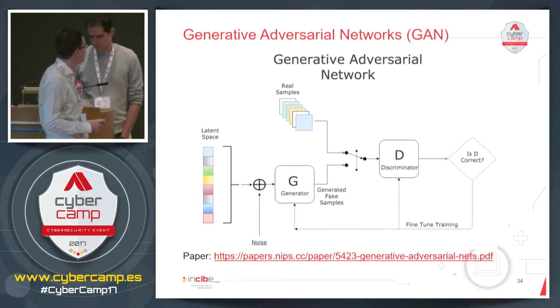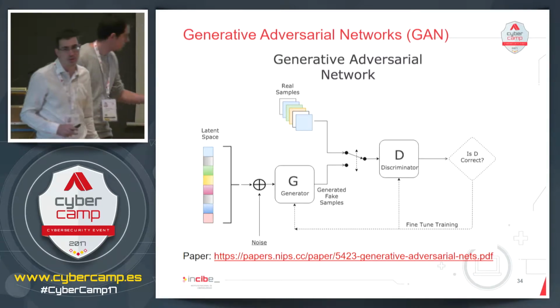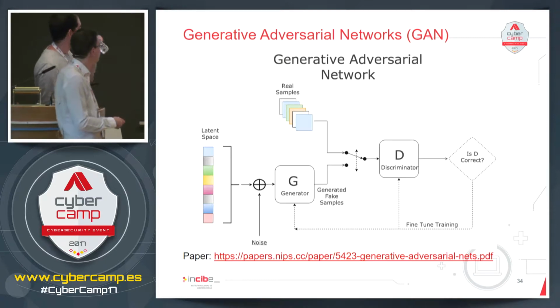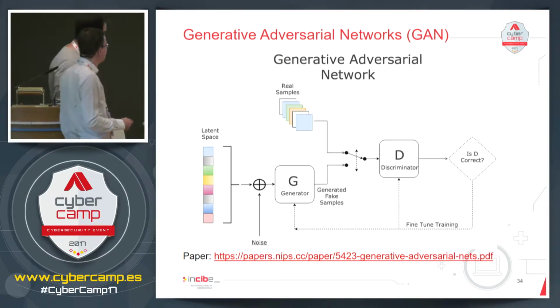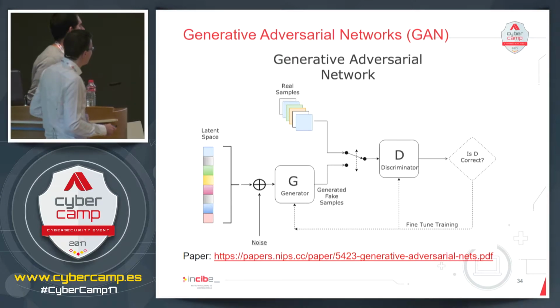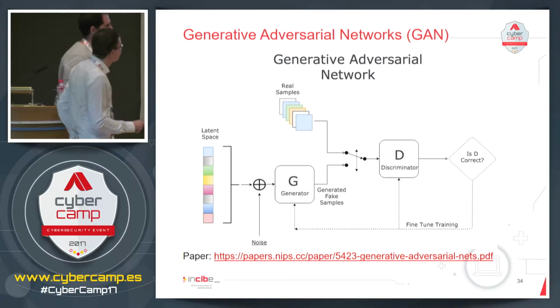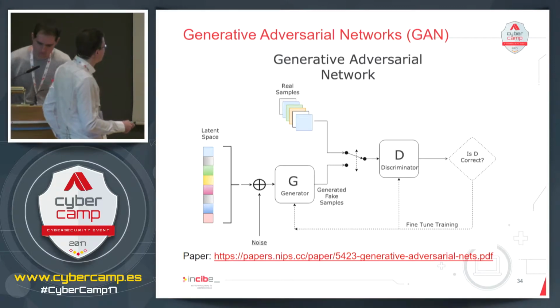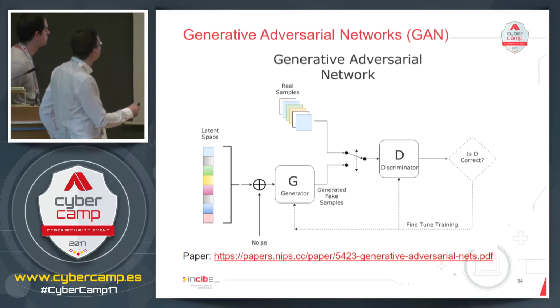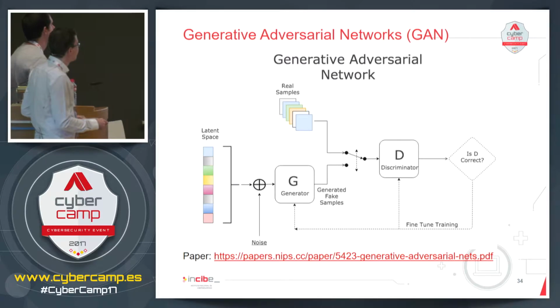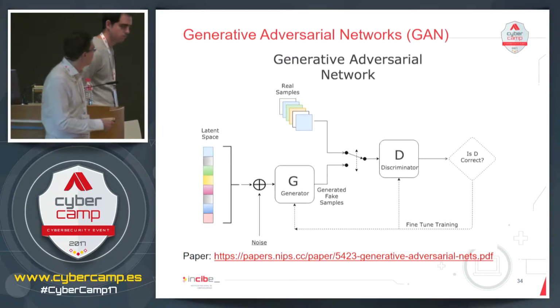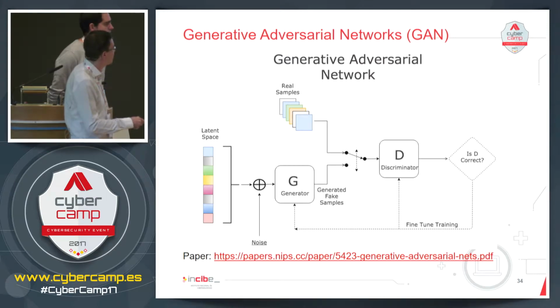GANs. This is an interesting concept for attack and defense. It's made of two neural networks: generator and discriminator. How does it work? The generator gets some noise and generates false examples, and the discriminator gets the data generated by the generator plus real examples in such a way that the generator and discriminator compete. The generator tries to cheat on the discriminator, and the discriminator tries to defend from the generator.